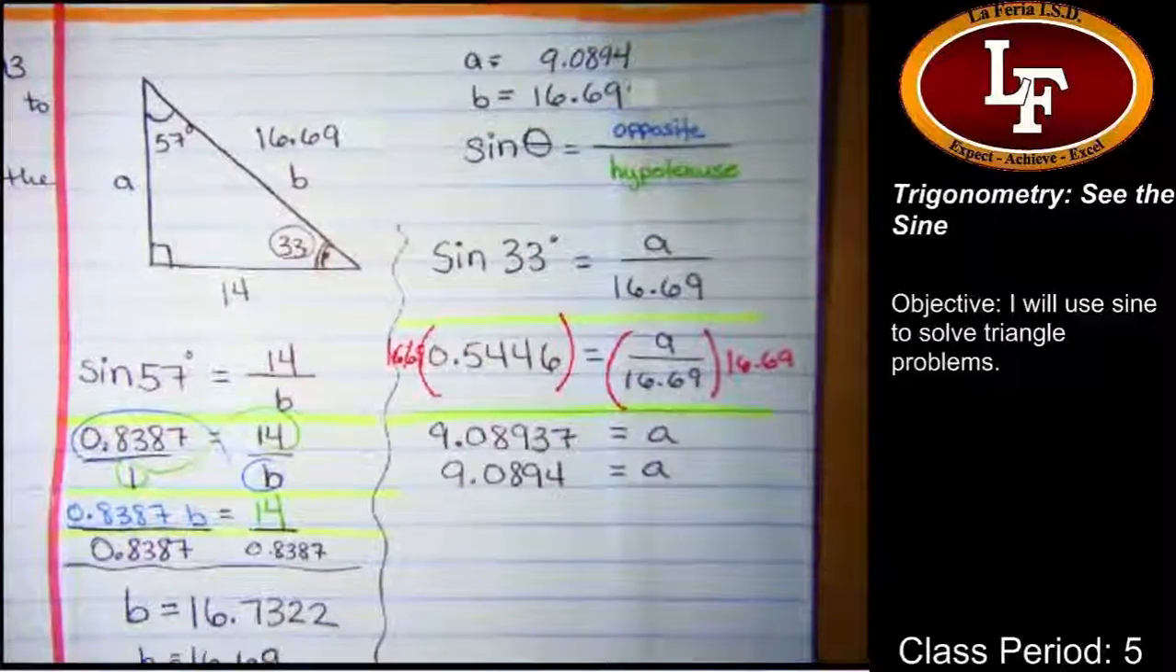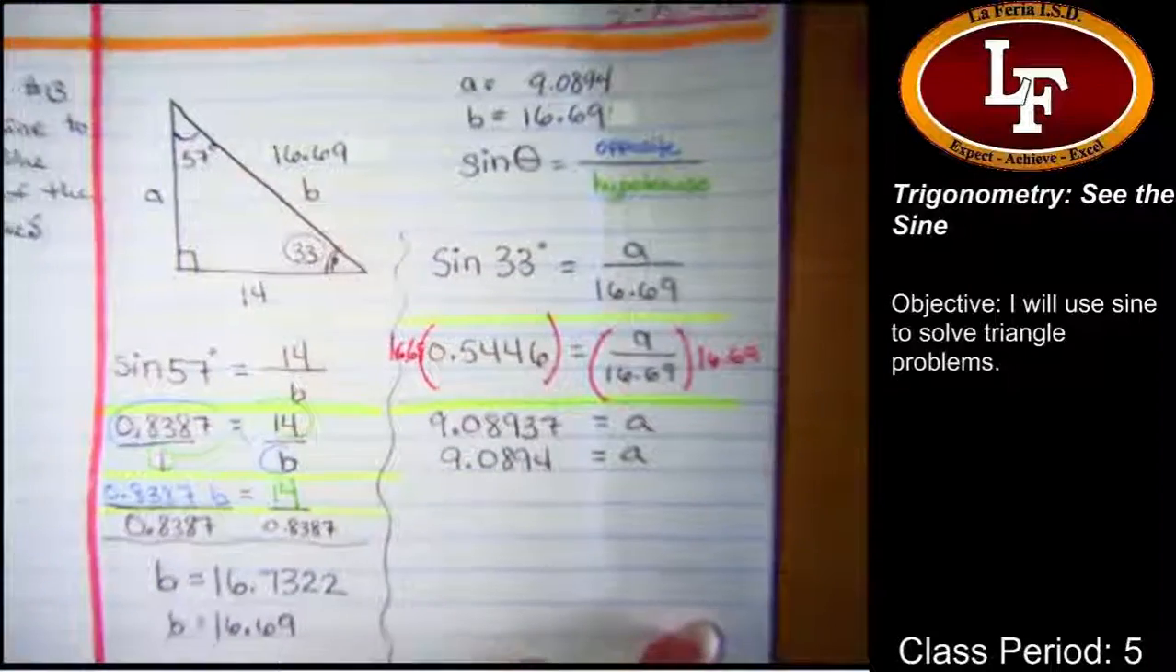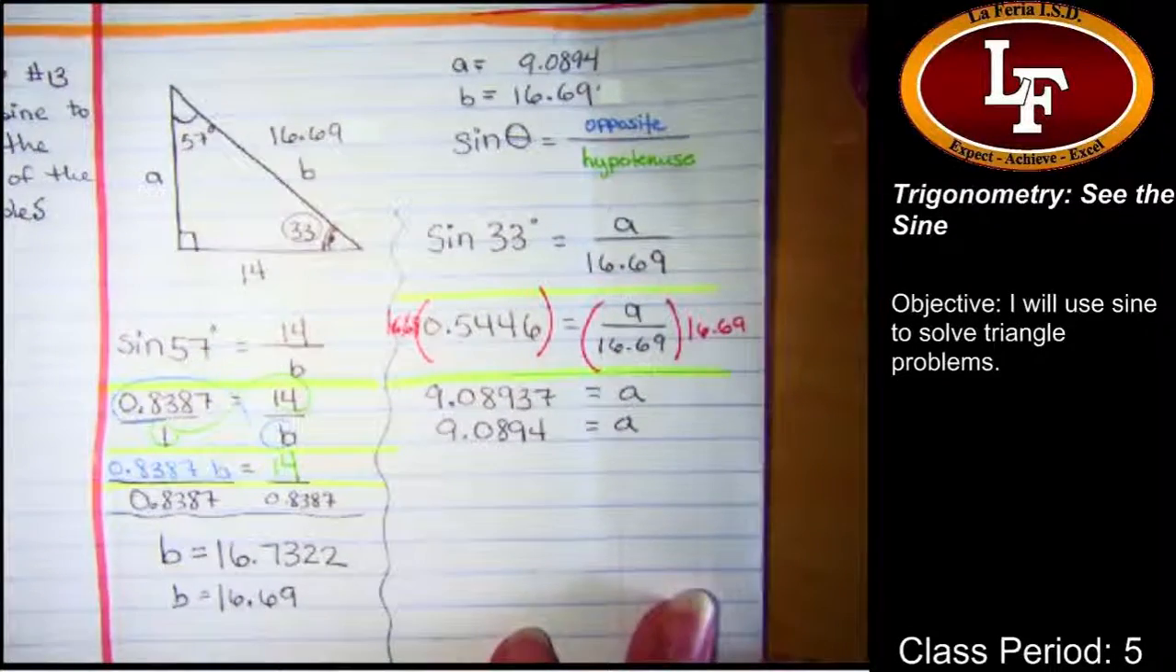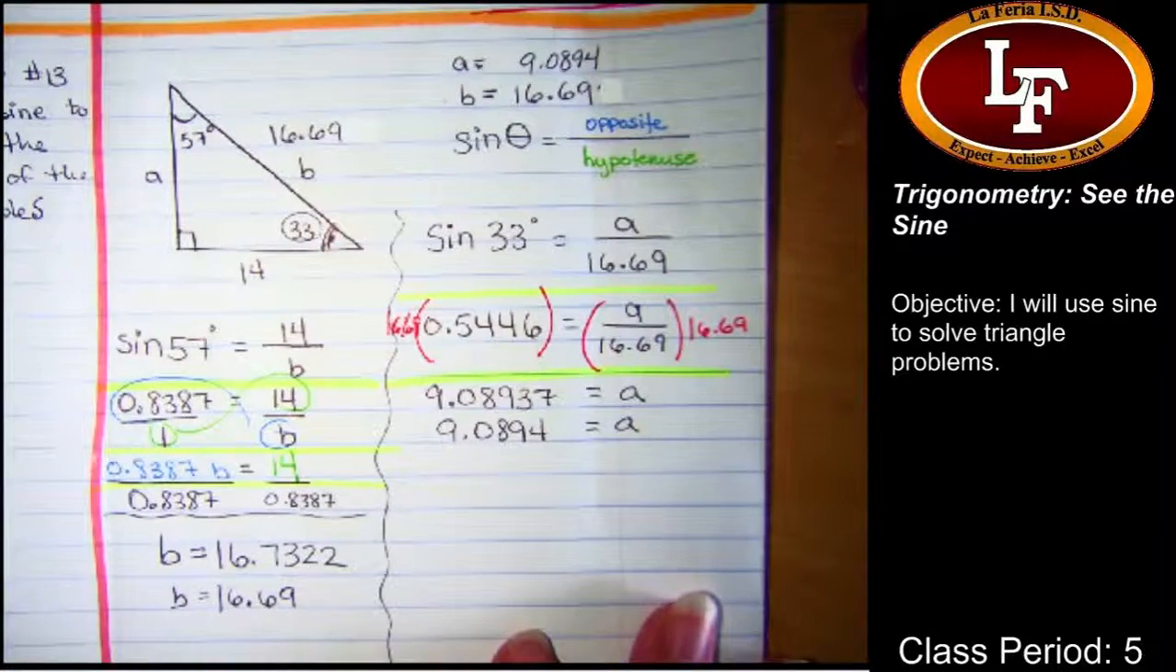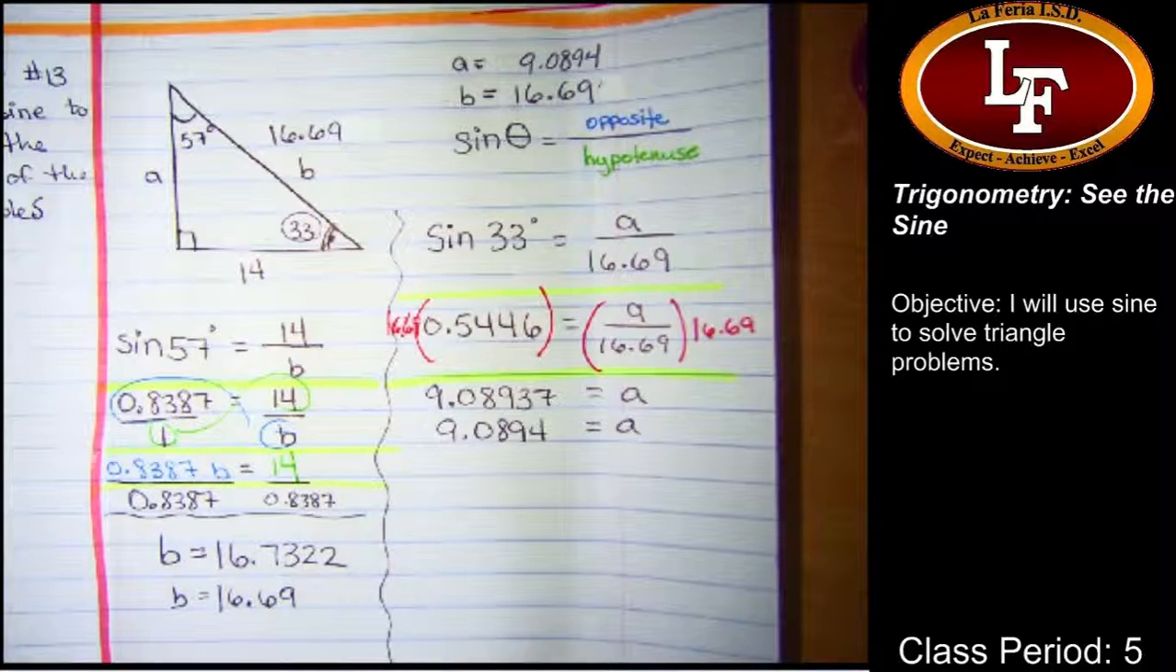Tomorrow, we're going to look at this again, the exact same triangle, but we're going to look at it from cosine's point of view. We're going to be calculating the same values, but using cosine. We should end up with the same answers, and it's going to be a very similar process, but using the cosine function instead of the sine. That's it.